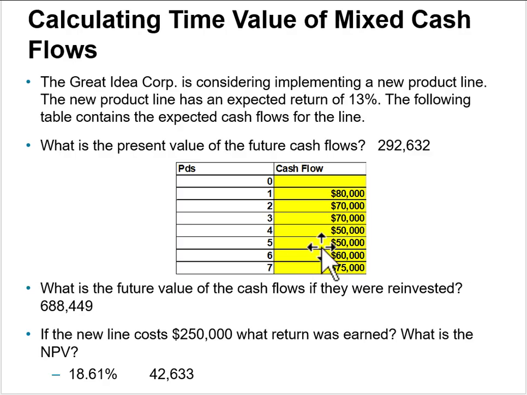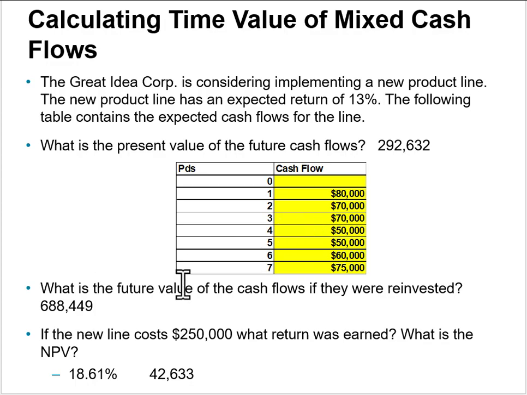So here we have an example of a cash flow stream. We have a new product line. We expect to get a 13% rate of return on this investment. So what's the present value of these cash flows? Again, if you highlight these, that's the cash flow stream. Here's the discount rate, that 13%. It's $292,000 is the present value of the cash flows.